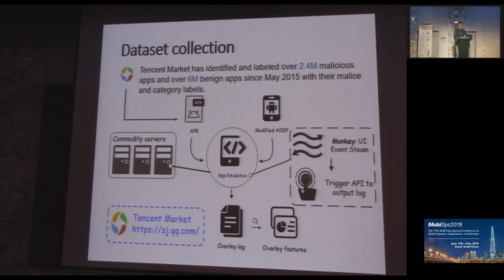This entire work was completed using several commodity servers. During the emulation, we explore each app with the Monkey UI exerciser. Monkey is a tool which can generate UI event streams at both the application and system levels. When Monkey hits an overlay object, it records the corresponding features mentioned before. Then we can extract the overlay features from the overlay logs after the emulation process.